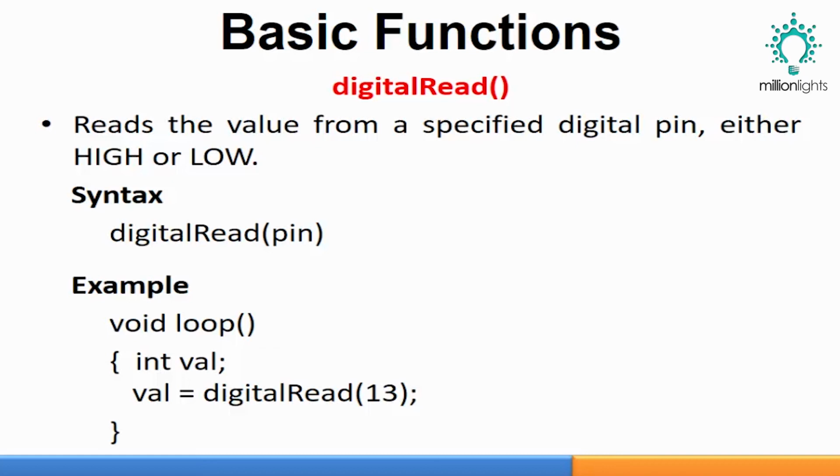So we are using digitalRead(13). We are calling the function called digitalRead. It will read the value that is available at the current instance at pin number 13, and if that is high, then 1 will be fetched and stored in the variable val. If it is low, then 0 will be fetched and stored inside the variable val. So it is very simple to use these things.